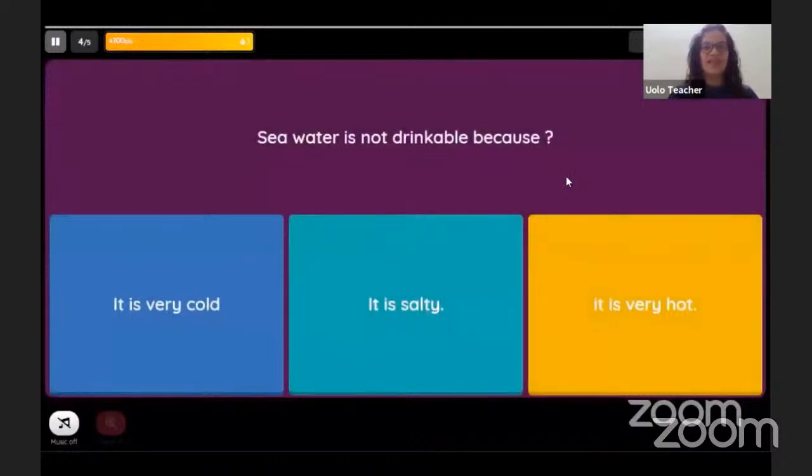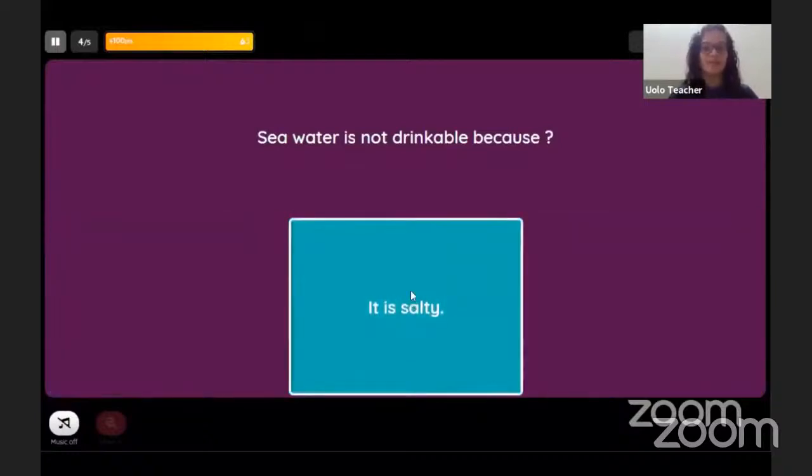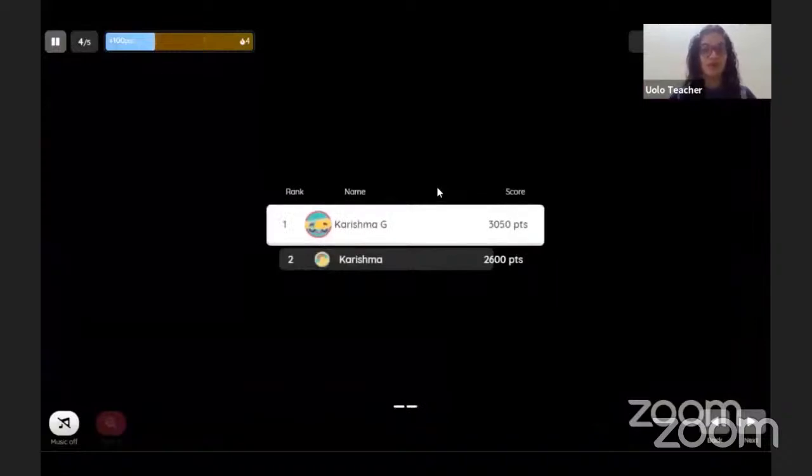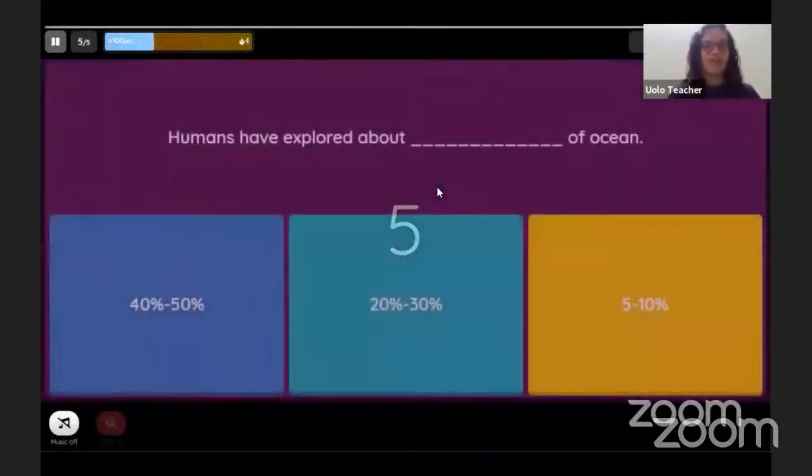Okay. Sea water is not drinkable because, now this is a general knowledge question, let's see if you all got it. It is very cold. It is very salty. It is very hot. Is it very cold? No. Is it very hot? No. Why can we not drink the seawater? Because it is very salty. So we need to purify it before having it. Good job. All those who got it right, very good.